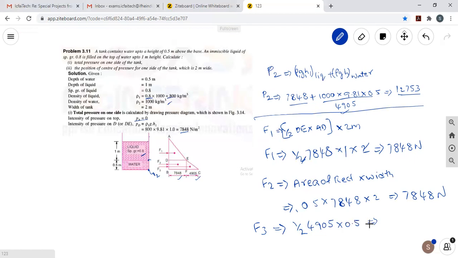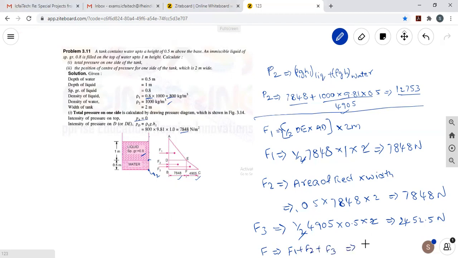Okay, sorry, 1 second, I'll repeat. Area of this triangle, half into base into height is 0.5 into width, which is 2. So if you solve this, the 2s cancel, then 4905 into 0.5 comes out to be 2452.5 newtons. Now I need the total force, which is equals to F1 plus F2 plus F3.